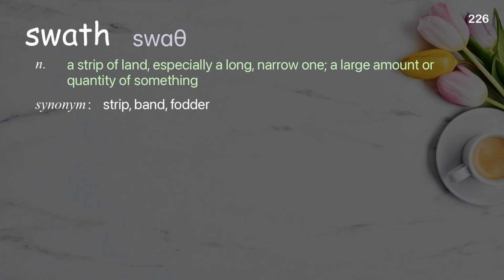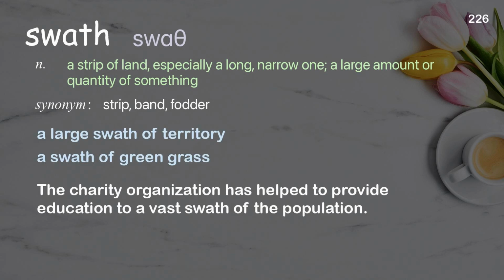Swath. A strip of land, especially a long, narrow one; a large amount or quantity of something. Examples: A large swath of territory. A swath of green grass. The charity organization has helped to provide education to a vast swath of the population.